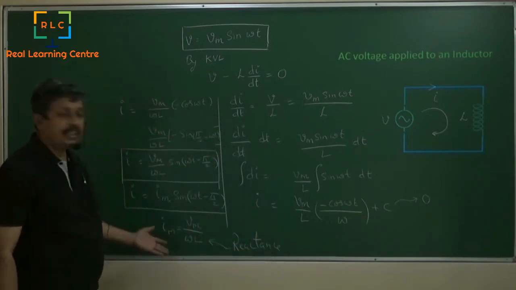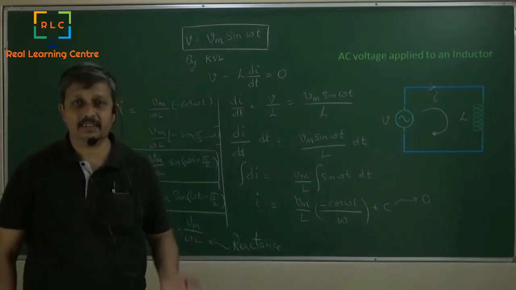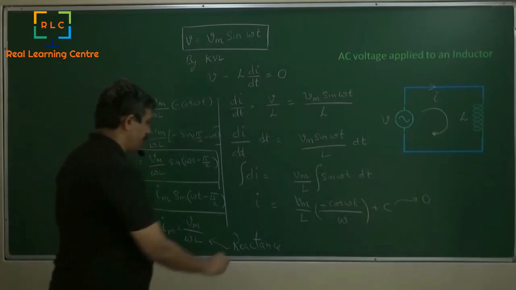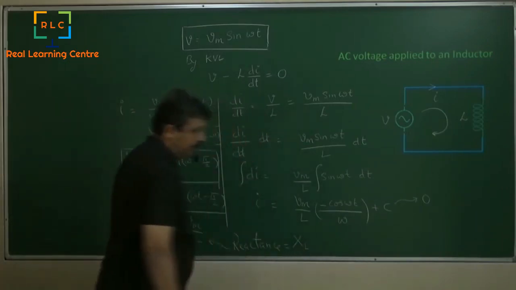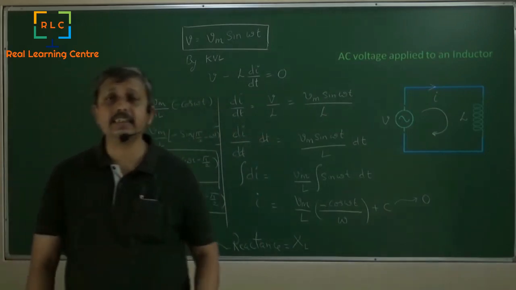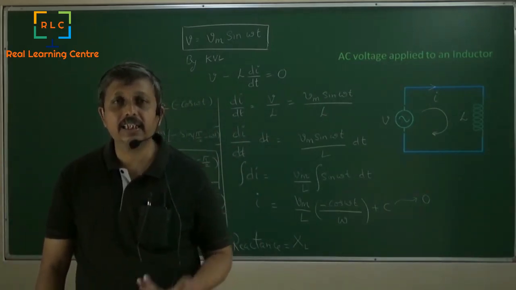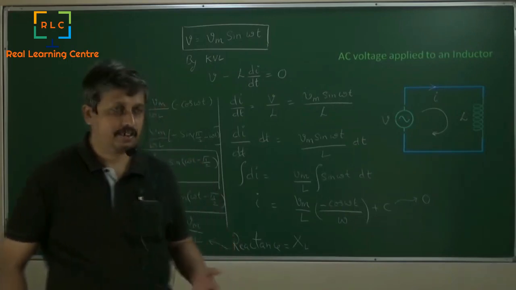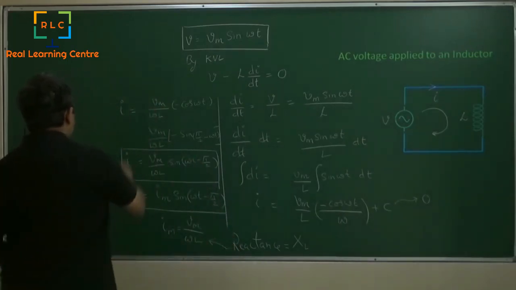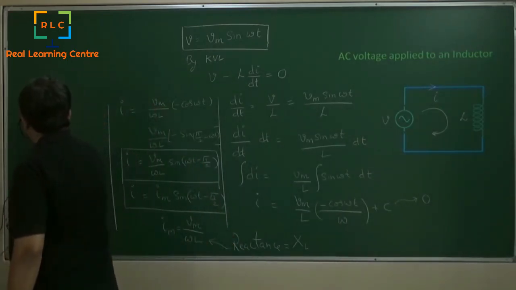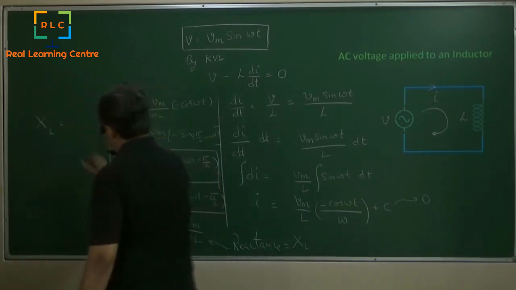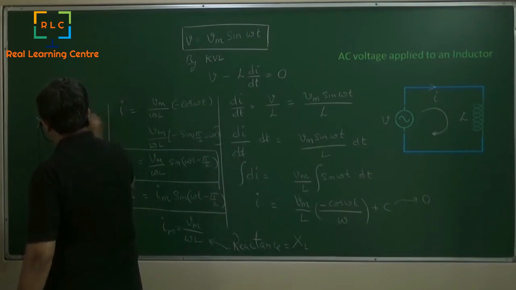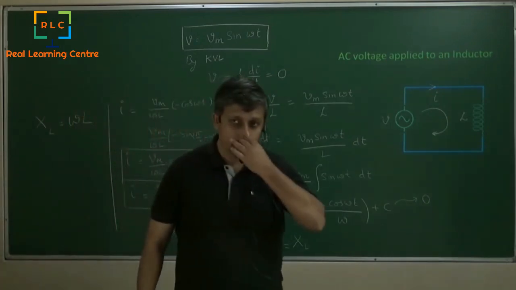In this case, it is an inductive reactance and it is represented by XL. X is a reactance, so XL is an inductive reactance. So we can say XL is actually equal to omega L. So what does it mean? We'll see.